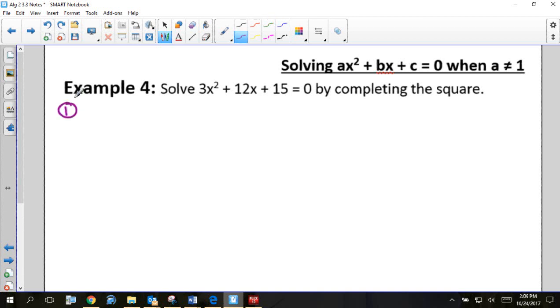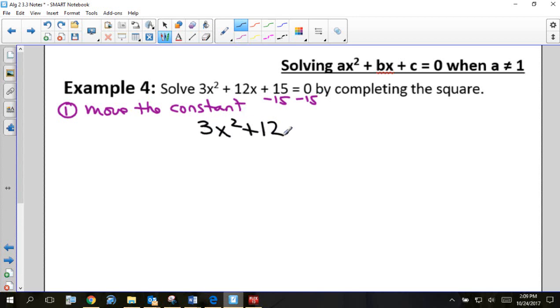The first step for this kind is the exact same as the first step for before. We're going to move that constant. Move the constant to the other side. So what am I going to do to both sides? Subtract 15. So now I have 3x squared plus 12x plus square equals negative 15 plus square.